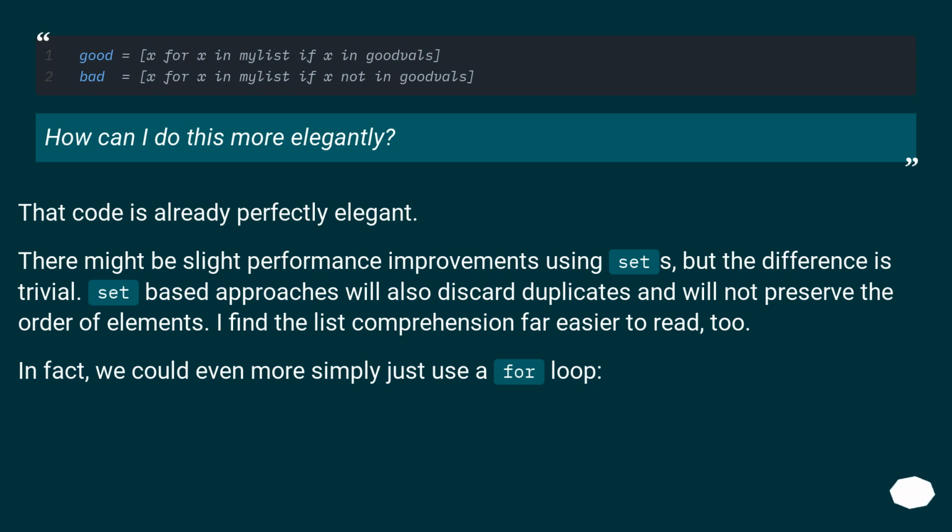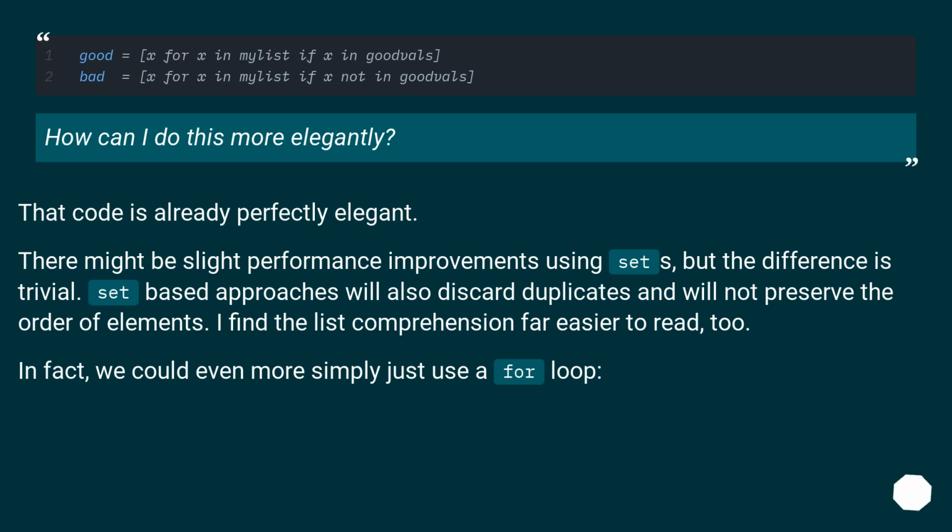That code is already perfectly elegant. There might be slight performance improvements using sets, but the difference is trivial. Set-based approaches will also discard duplicates and will not preserve the order of elements. I find the list comprehension far easier to read, too.